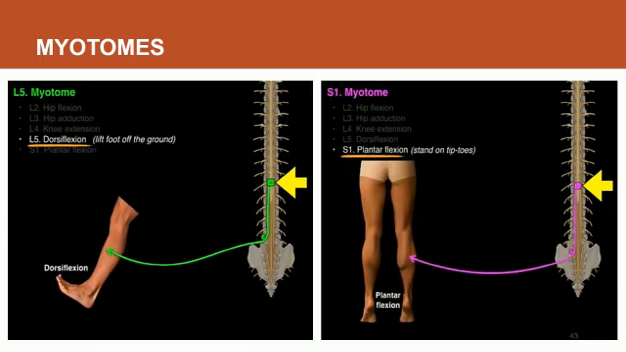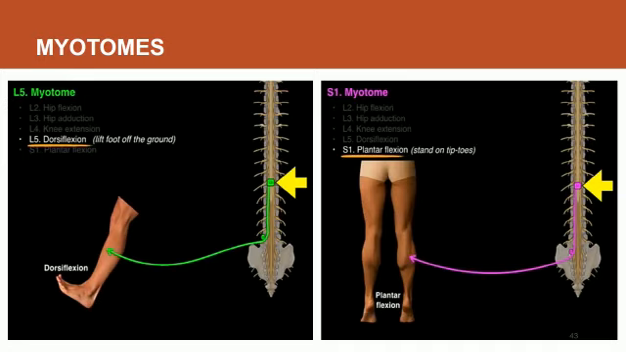L5 myotome is dorsiflexion, which means lifting the foot off the ground. Dorsiflexion is the movement of the foot upwards so that the foot is closer to the shin bone. In dorsiflexion, the foot should be raised upward between 10 to 30 degrees. So there is the L5 vertebra and the L5 spinal nerve, which goes to the anterior crus muscles of your leg, which perform dorsiflexion, which is lifting the foot off the ground.